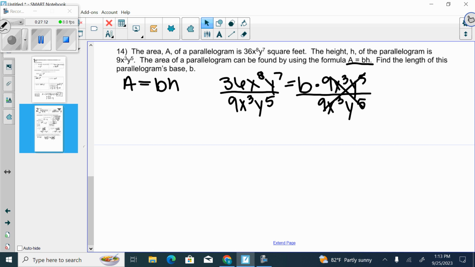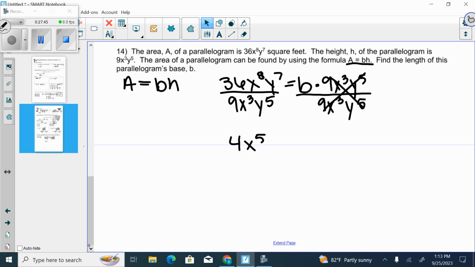Okay, so what is 36 divided by 9? Four. And 36 is bigger, right? So 4 goes in the top of my fraction. Okay, then for my variable x, what am I going to do with the 8 and the 3? Subtract. And what would I get? 5. And the bigger number was in the top. So x to the 5th in the top.